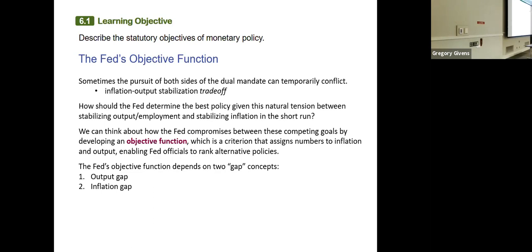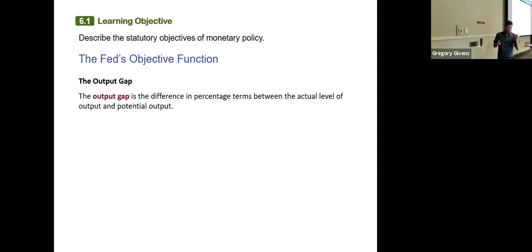Okay, so again, the Fed ultimately wants to try to keep actual output as close to potential as possible. Potential output, again, is this hypothetical level where the economy is using its resources efficiently at a sustainable rate in the long run. A natural measure then of the output gap that we would want to appear in the Fed's objective function is the difference in percentage terms between actual output and this hypothetical potential level of output.